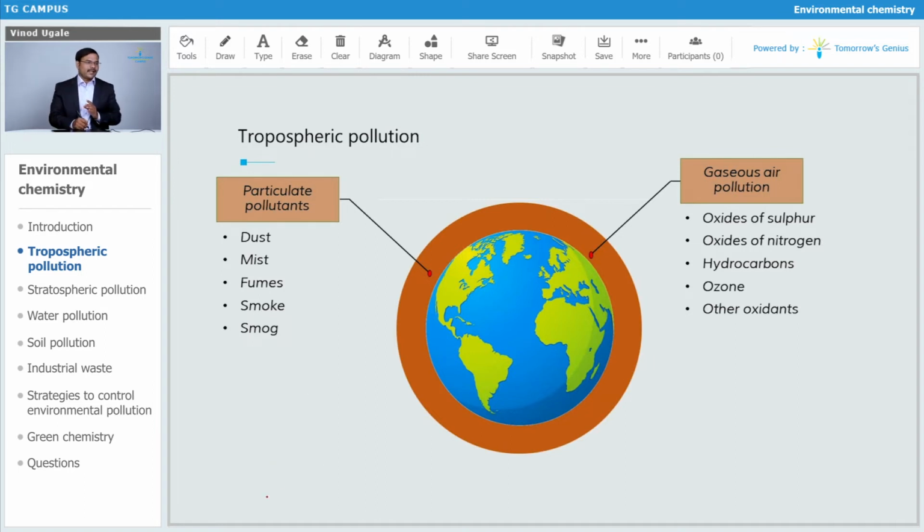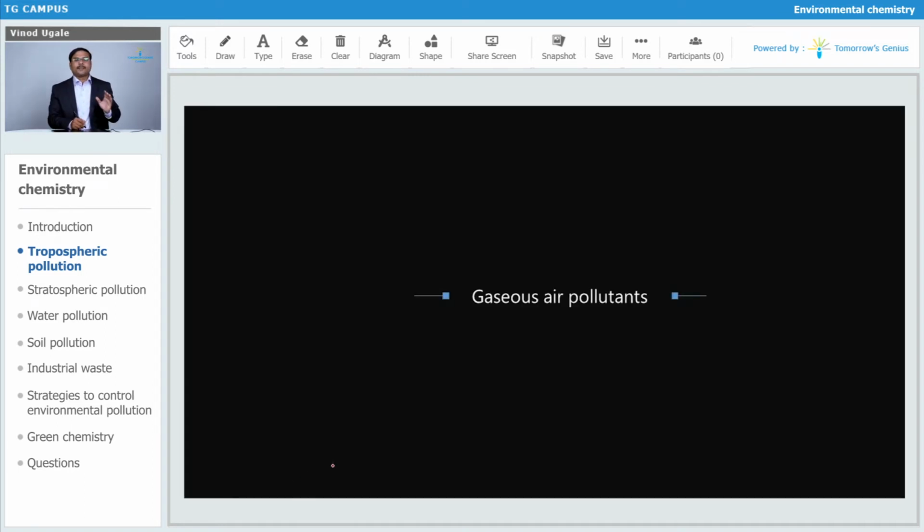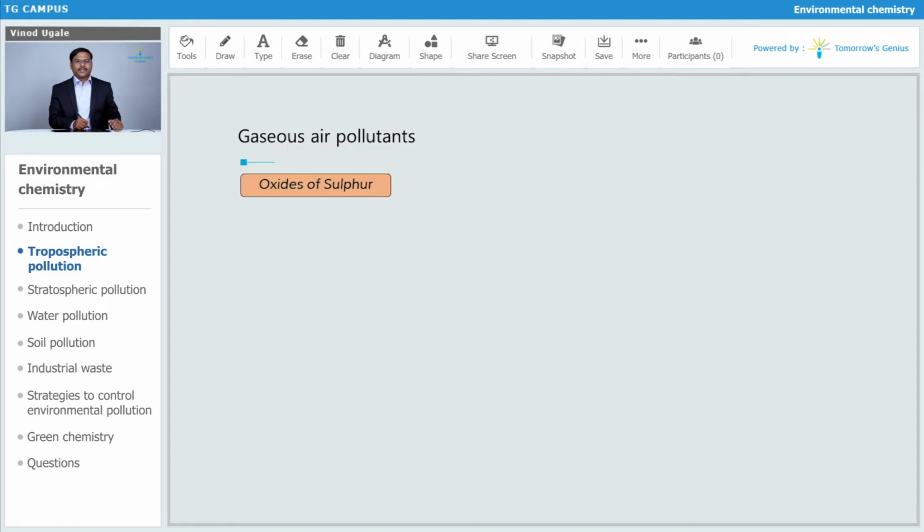So let's start with gaseous air pollutants. First we are going to study oxides of sulphur. We all know what the oxide of sulphur is. It is SO2, sulphur dioxide. So first we will see how it is created. Gaseous air pollutants and particulate air pollutants are the cause of pollution occurring at the tropospheric level. Now we will see how these pollutants are generated by us only.